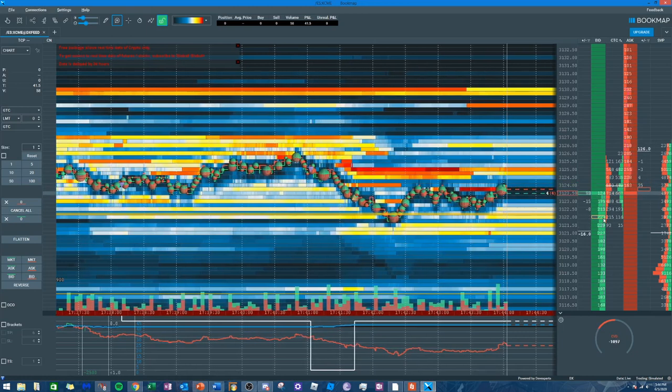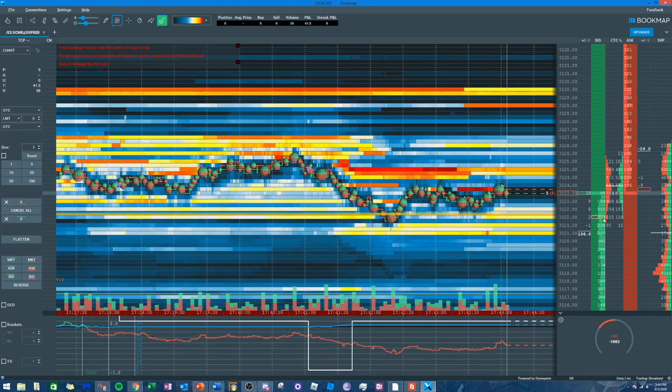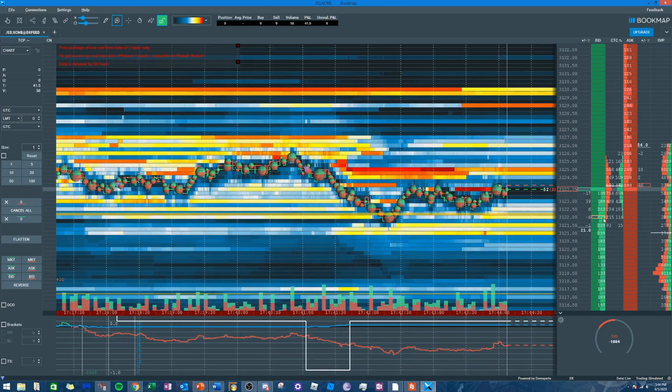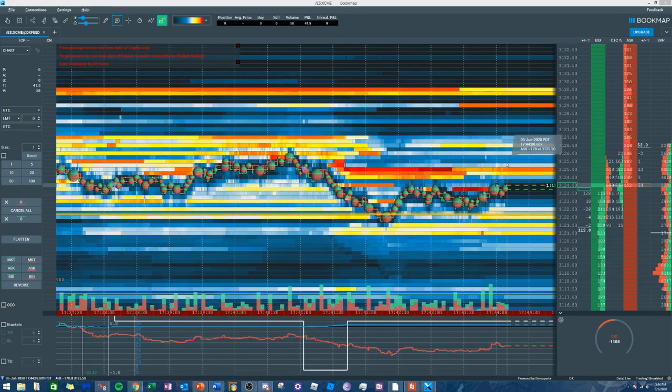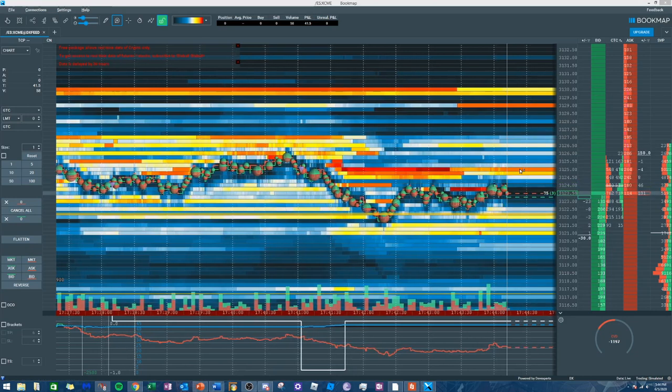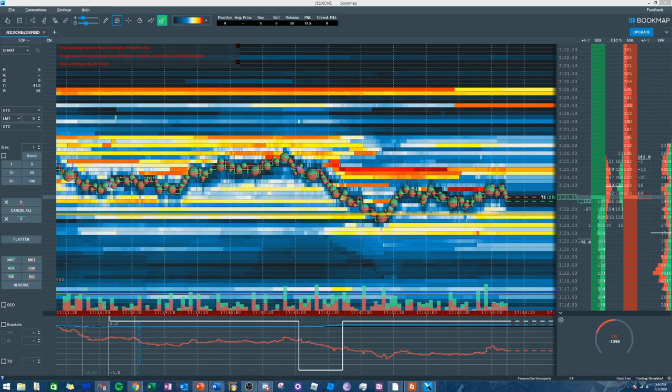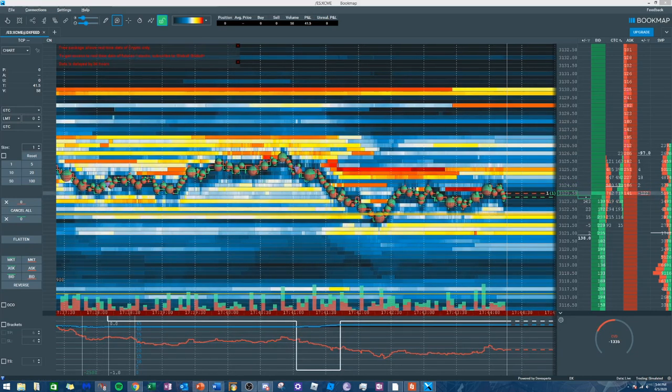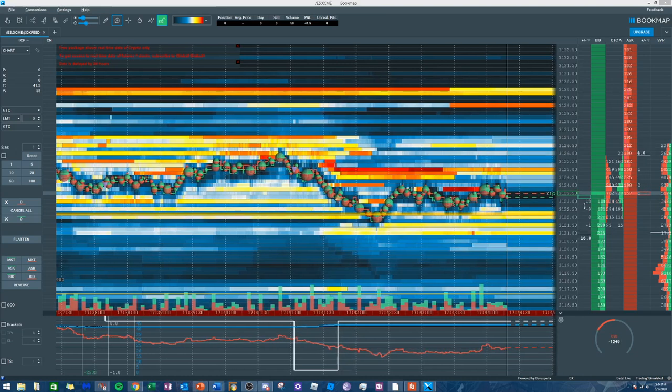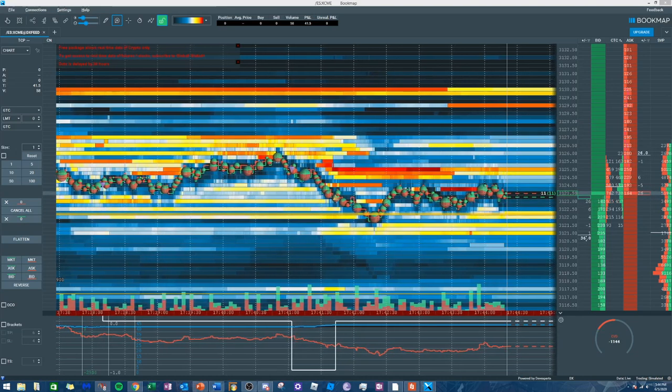So yeah, that can be really, really helpful information to see what the level of absorption is. If you're trying to see if a particular level is going to get broken through, you want to be able to see that people are taking off orders, not adding a significant number of orders back on.